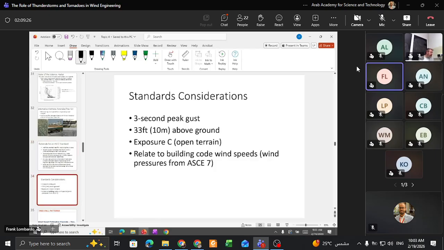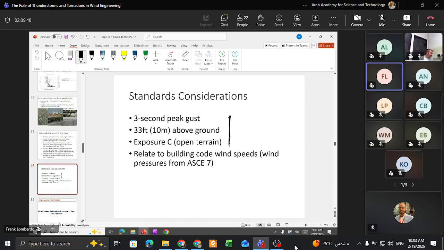And ultimately, again, for the standards, we need to make sure that we're at standard conditions, 3-second gust, which you're all familiar with, 10 meters above ground, and then open terrain. Now, how you convert those, for the most part, it's anybody's guess. But that's ultimately, at least in the standard, what you need to consider.